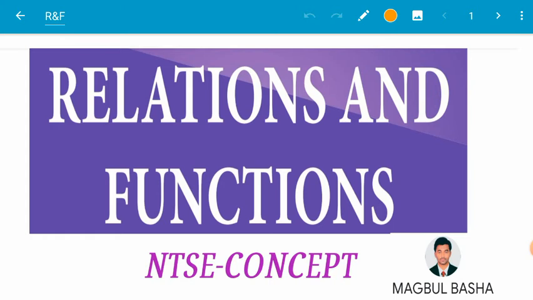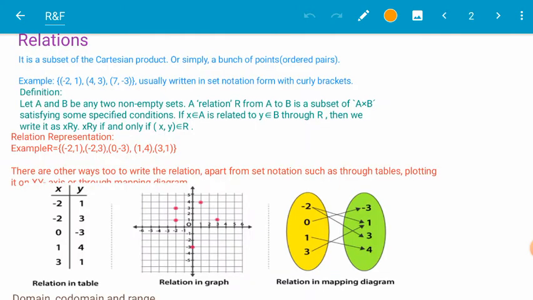Let's see today's concepts. Today we are going to see relations. What is the definition of relation? It is a subset of the Cartesian product. In the last class we have seen the Cartesian product. Now, a relation is a subset of the Cartesian product, or simply a bunch of points or ordered pairs.